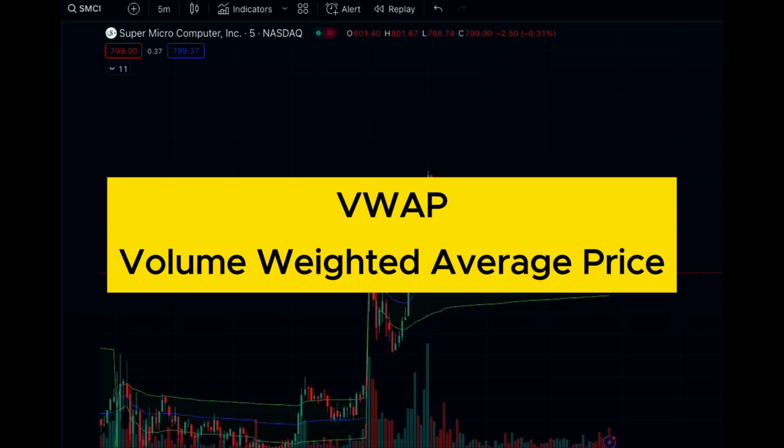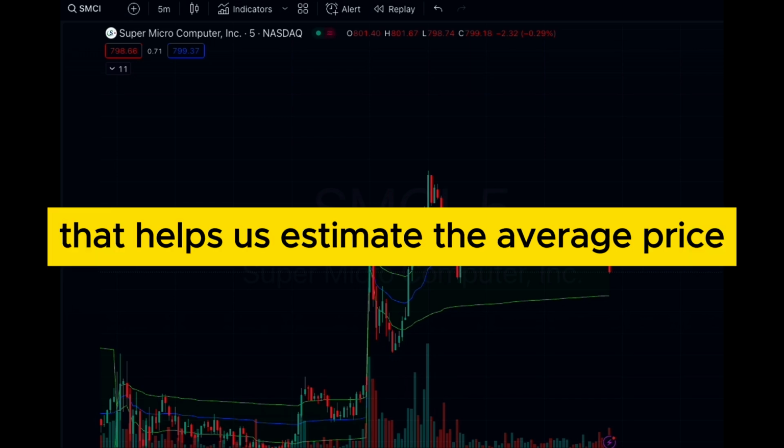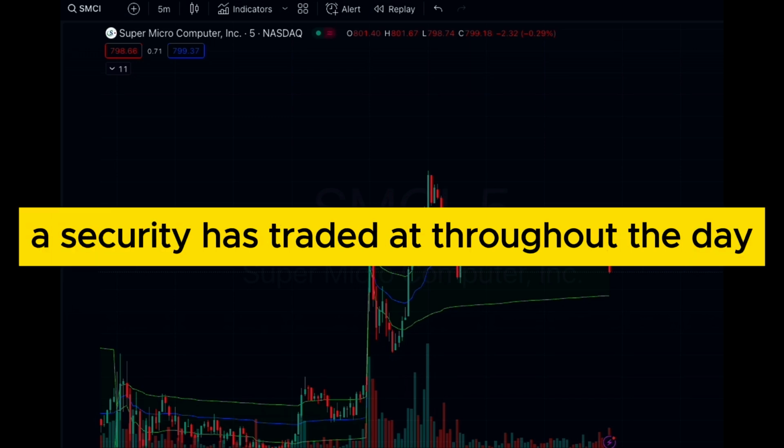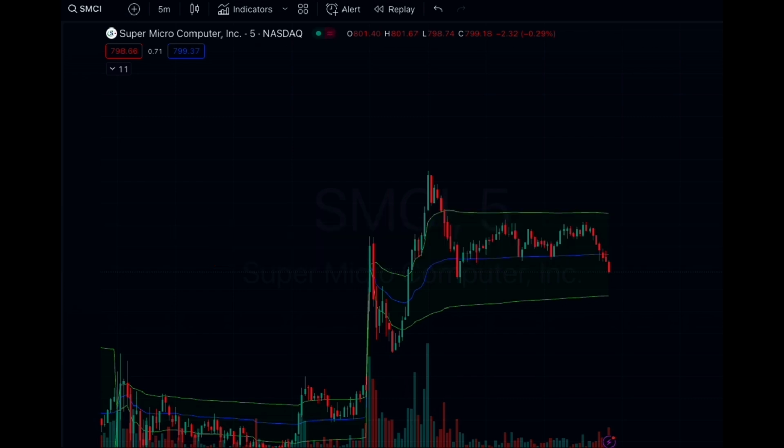Let's dive right in. Starting with the VWAP, or Volume Weighted Average Price. VWAP is a powerful tool that helps us estimate the average price a security has traded at throughout the day, weighted by volume. As you can see here on TradingView, VWAP is plotted as a line on the chart. When a price is above the VWAP, it indicates a bullish sentiment, and when it's below, it suggests a bearish sentiment. But it's not just about direction.